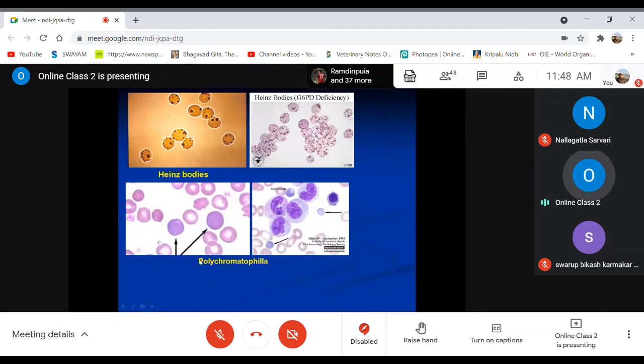Then another, this is about polychromatophilia, meaning different uneven stains. Some portions are dark in color. Some portions are light in color.